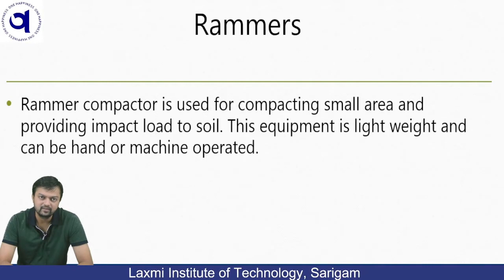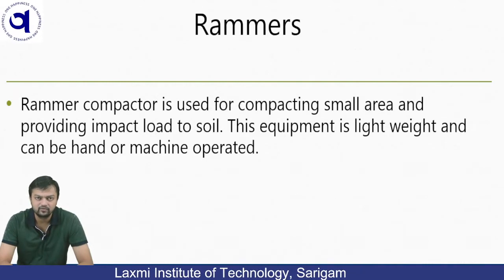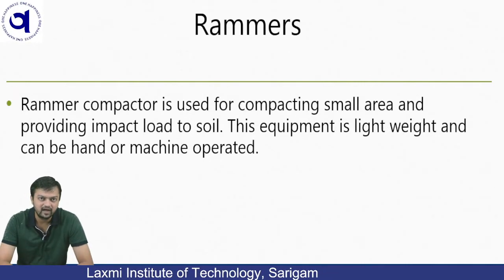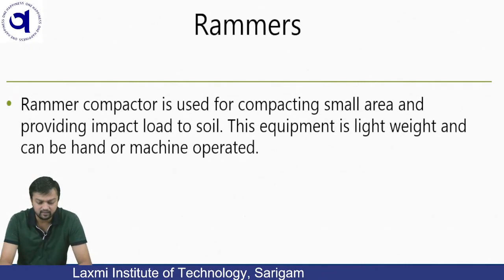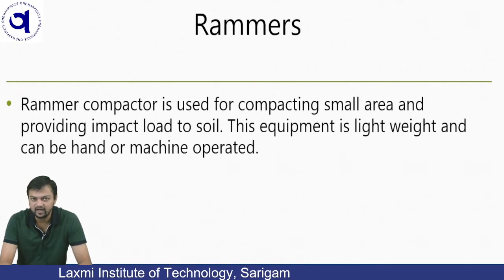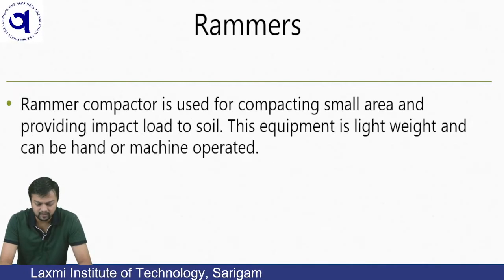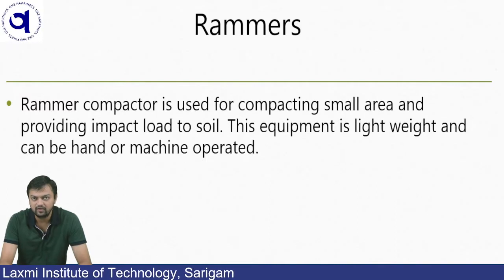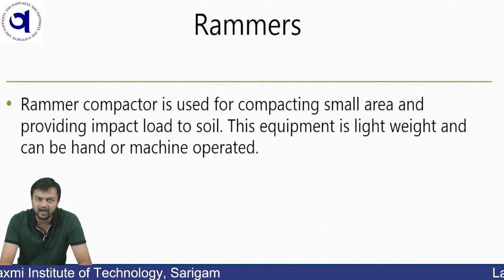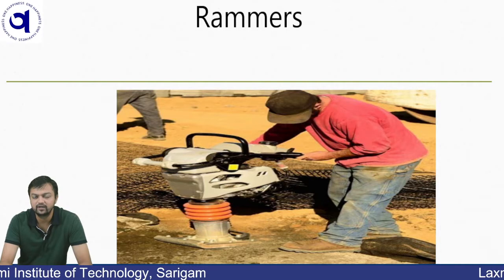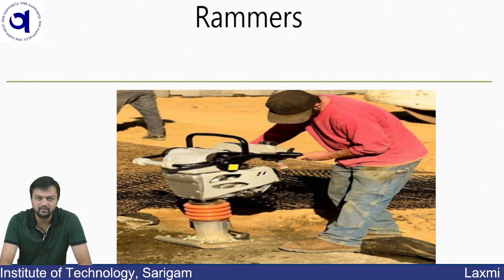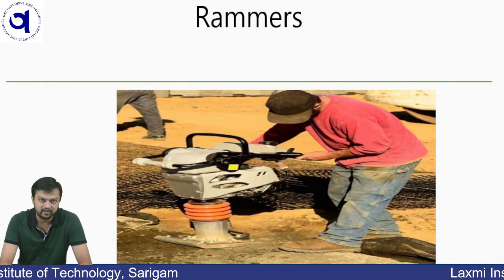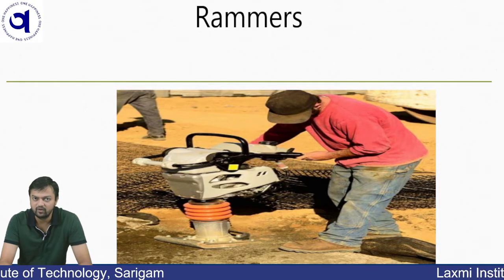Ramming is a process that has been done for many years for compacting smaller areas where we do not need heavy compacting machinery, by providing impact load to the soil. It can provide impact load to soil on a specific area at a specific time. The equipment is lightweight and can be hand handled or machine operated. Now there are two types of rammers. One is hand operated and the other is machine operated. For hand operated rammers we need some personnel to operate them, and for machine operated we need operators.